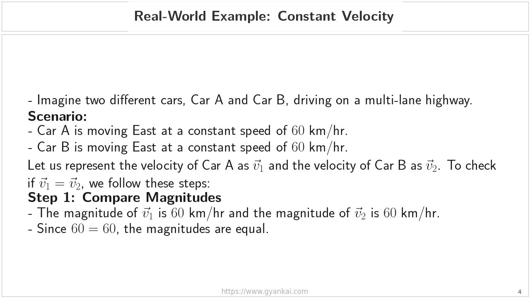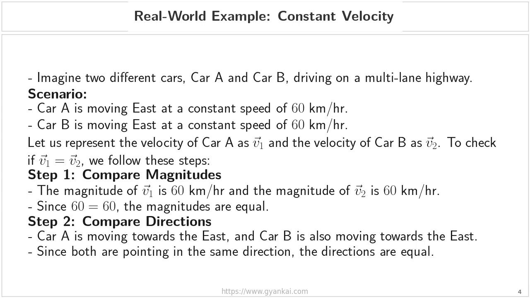We look at the speed of both vehicles. The magnitude of vector v sub 1 is 60 kilometers per hour, and the magnitude of vector v sub 2 is also 60 kilometers per hour. Since 60 equals 60, we can confirm that the magnitudes are indeed equal.